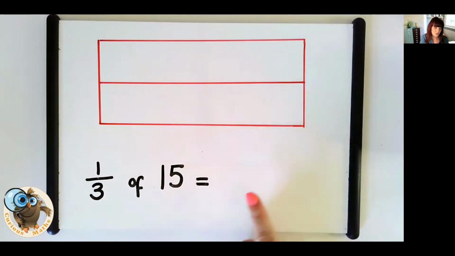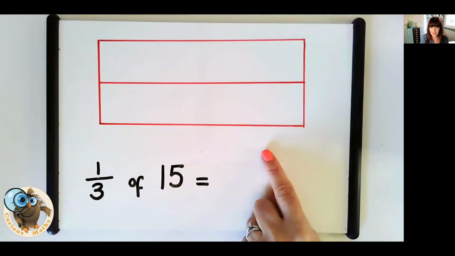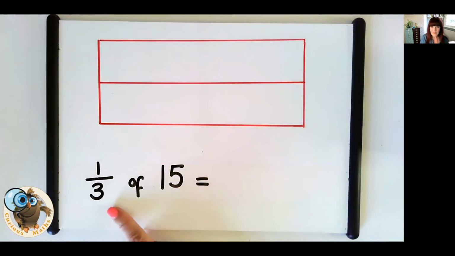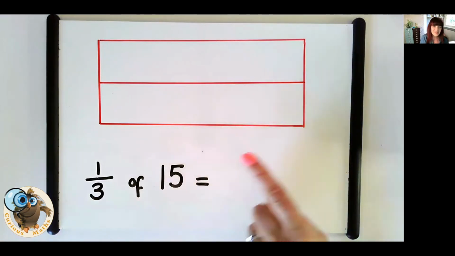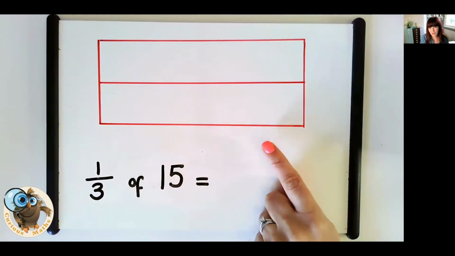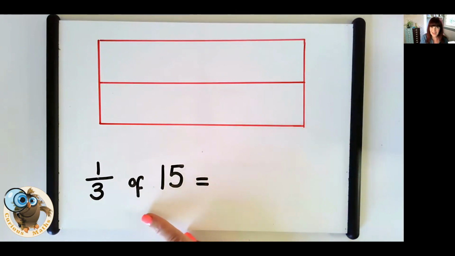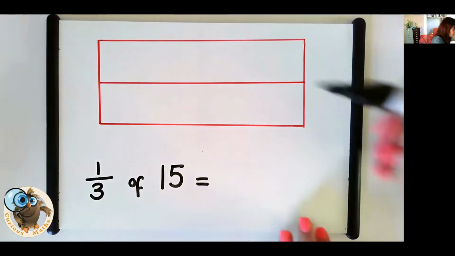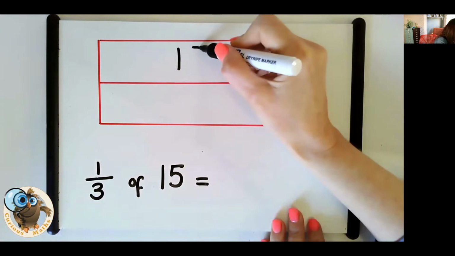The beauty of doing it this way is it's a fallback, because if you can't remember that you have to divide by the bottom and multiply by the top, then this is an enabler. It shows you what to do and you learn from it, and hopefully then you remember more. So 15 is our whole. So we put 15 in the top bar.